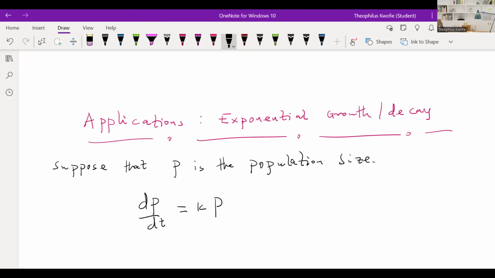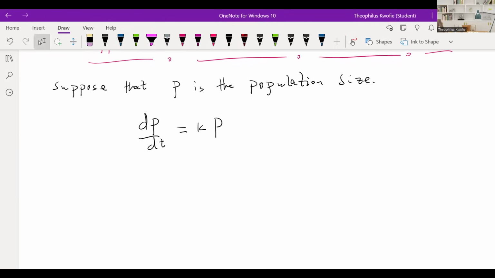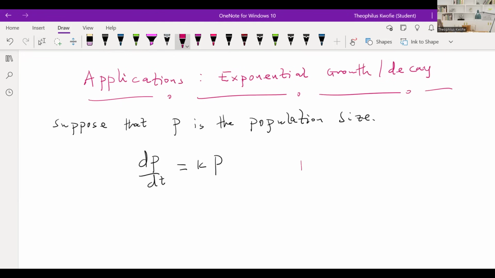Now, I would want us to point out one or two things over here. For the interest of time, I would want us to focus on just the exponential decay. All right. Now the question is, how do we find a solution to such a differential equation? We call this one a differential equation. How do you find the general solution to such a differential equation?